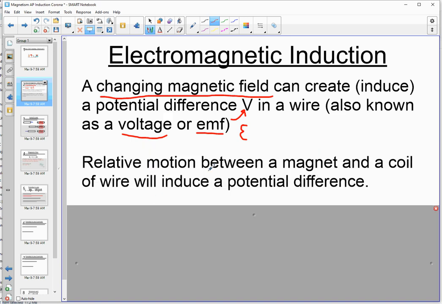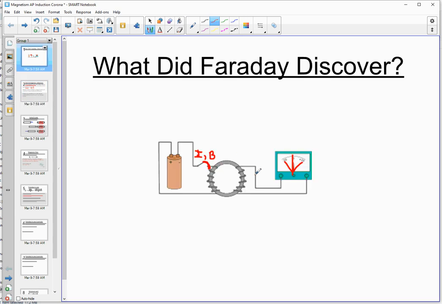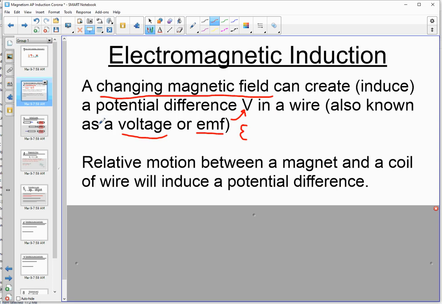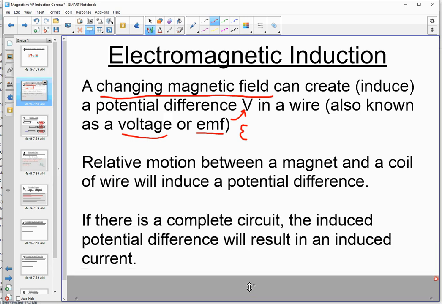So if you have relative motion between a magnet and a coil, you will get an induced potential difference. Now, on the previous graphic, we didn't have relative motion. We just had a changing magnetic field. But if you were to move a magnet near a coil, you would also get a changing magnetic field through the coil, and that would induce a potential difference as well. So this is kind of method number 2 to get an induced potential difference.